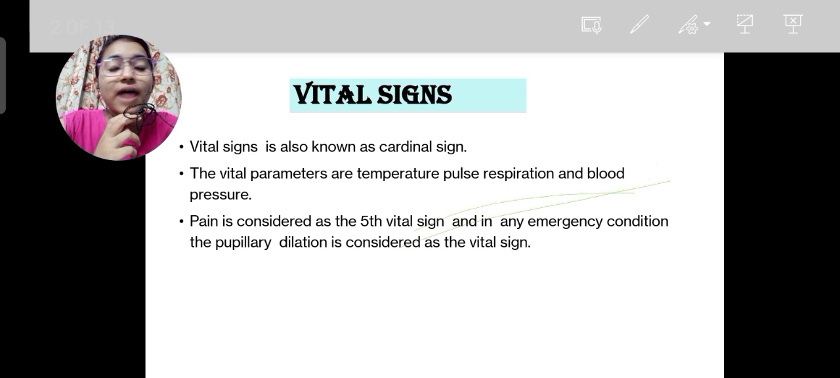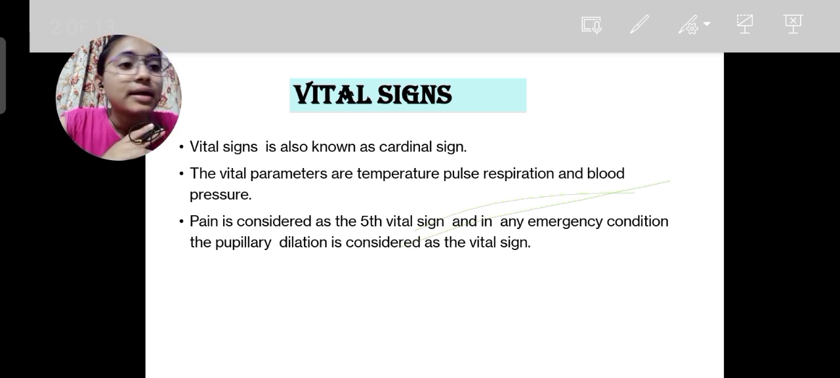Because the vital parameters, that are temperature, pulse, respiration and BP, are maintained or controlled by the vital organs, like our heart, lungs, liver, etc. And pain is considered as the fifth vital sign.